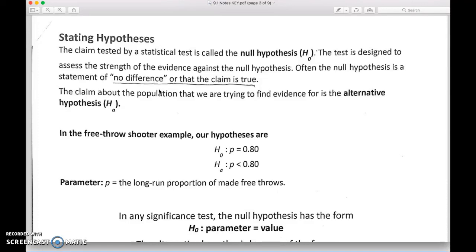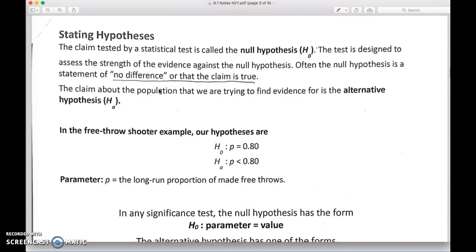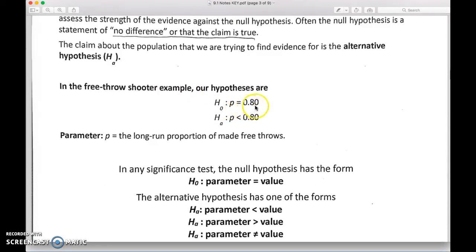That's H sub A. For example, in our free throw shooter activity, the claim is that his proportion was 80%. So that would be our claim of no difference. We're assuming his claim is true. We thought that he actually made less than that percentage of his shots. And so our alternative hypothesis that we're trying to prove would be that the population proportion is actually less than 80%. This is what your hypothesis statements would look like.